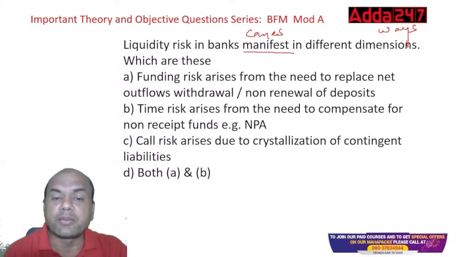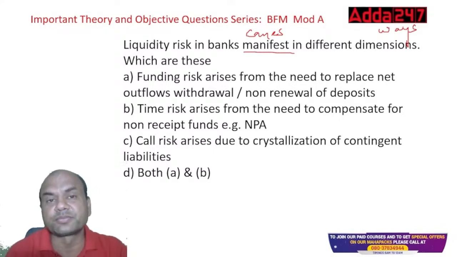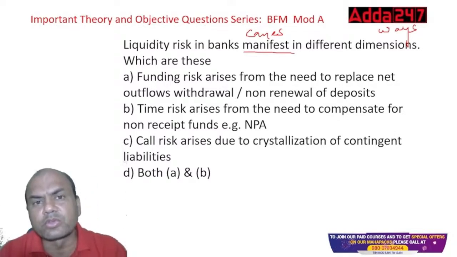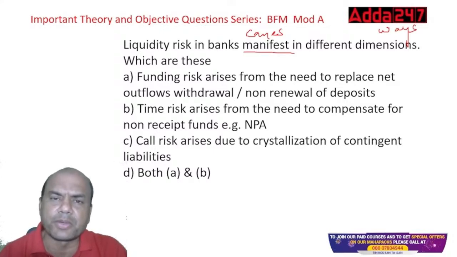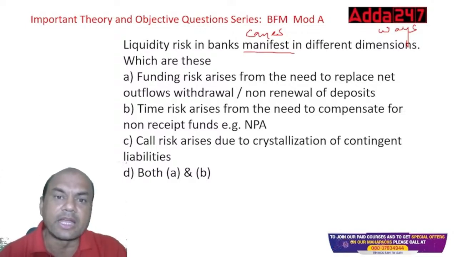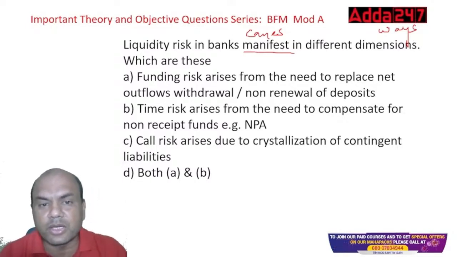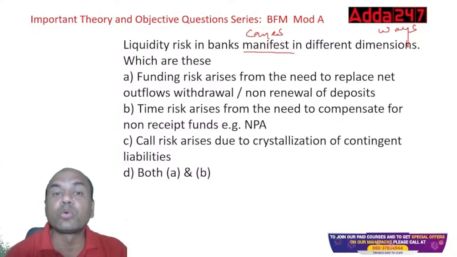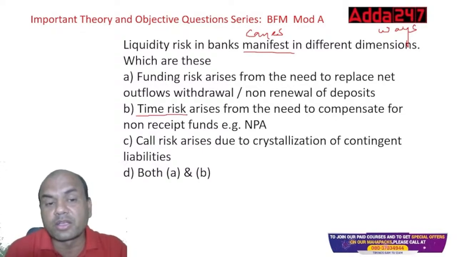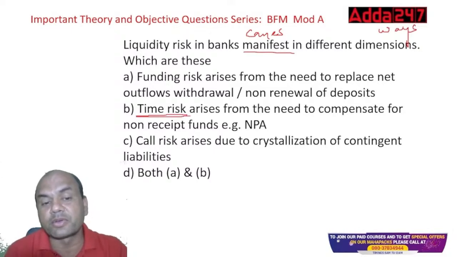Number 2, time risk arises from the need to compensate for non-receipt of funds, NPAs. Suppose I've given a loan. The logic says that person will pay me the EMI, or the interest if a CC is given, and I'll use that interest for paying the depositors. But if I don't get that interest or EMI, then what? That will also create a time risk. Time risk means at the time, I'm not having the funds.